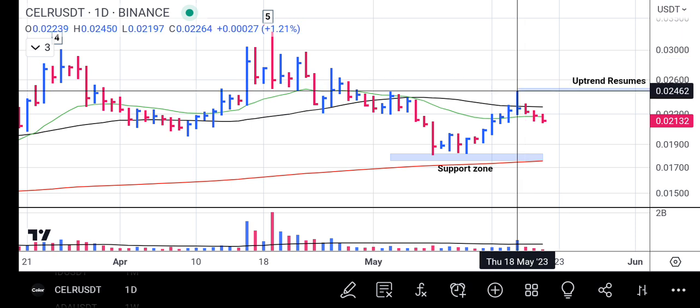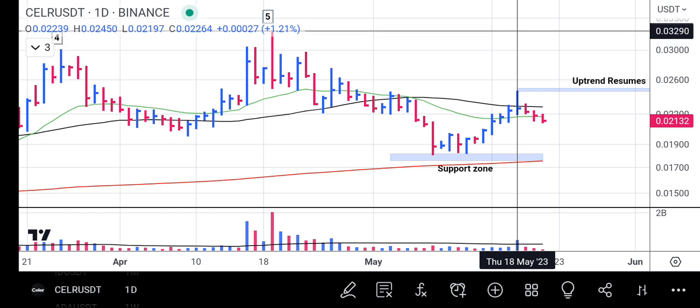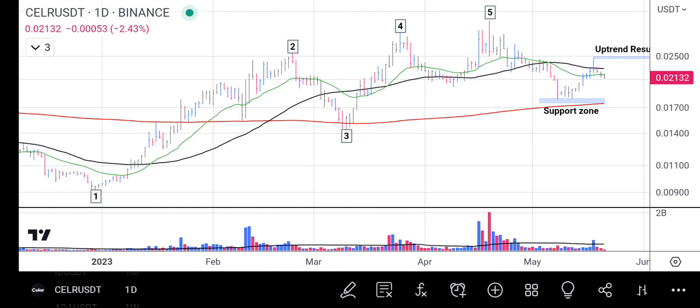So our initial entry will be above this minor resistance zone, and our additional position will be added above point 5. This is the analysis on Celer network.